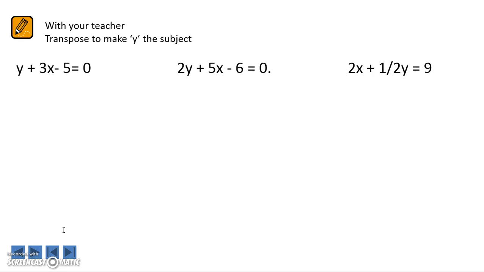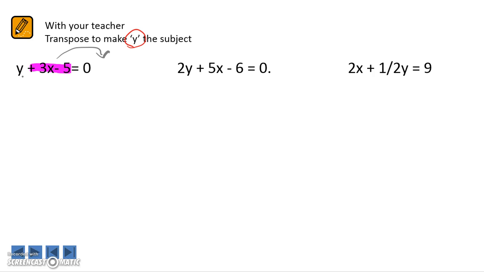So we've got these examples. Let's look at the first one. We've got y plus 3x minus 5 equals 0, and we're going to make y the subject in this case. So that means you need to have a look at all the things that are on the same side of the equation as y, and they are the plus 3x and the minus 5, and we're going to move them all over to the other side of the equation. So then it becomes y equals something. So how do we go about doing this?